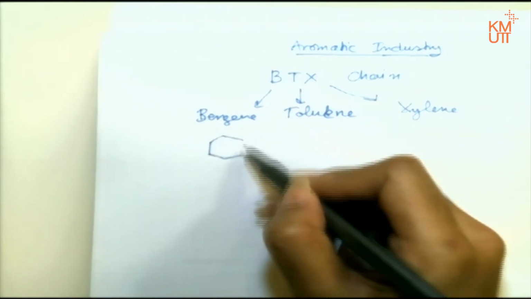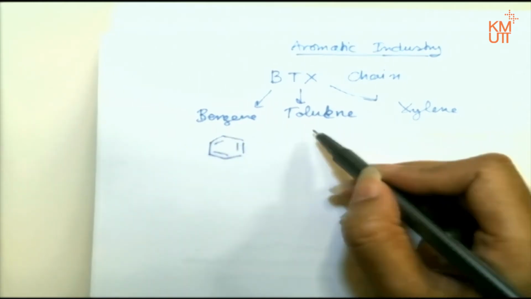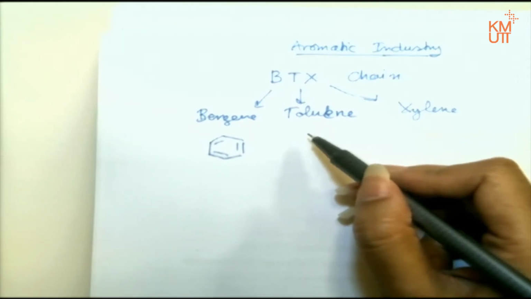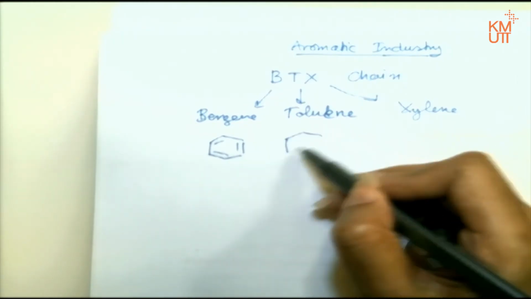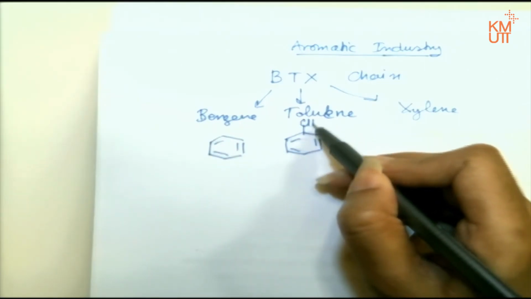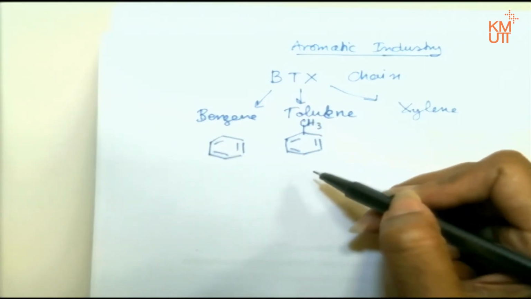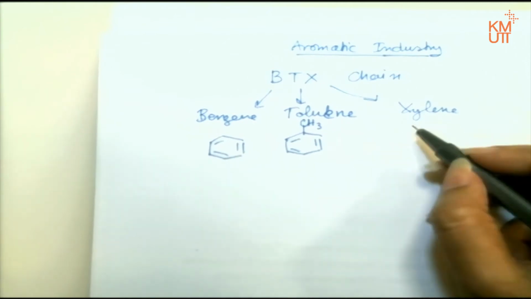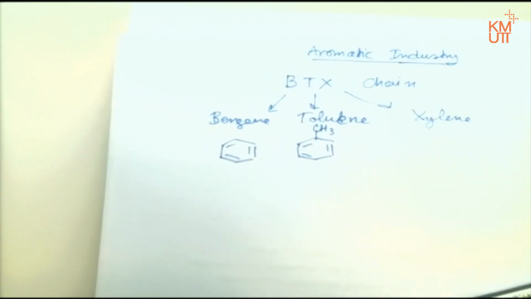So this is the structure of benzene. Toluene is methylbenzene, so you have one methyl group substituted on the benzene ring. How about xylene? Xylene is dimethylbenzene. What does it mean? You must have two methyl groups substituted on the benzene ring.